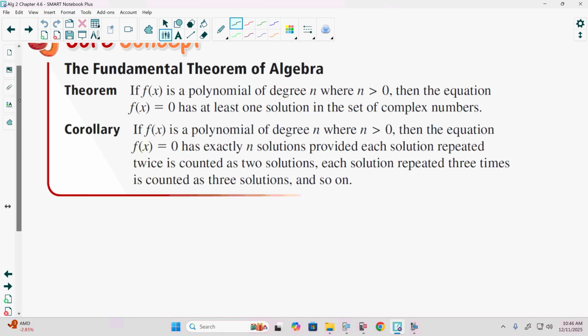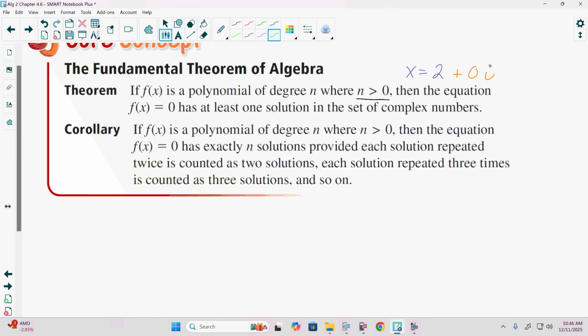The fundamental theorem of algebra, the actual theorem, states that if f of x is a polynomial function of degree n, where n is greater than 0, so it's not a constant function, then the equation f of x equals 0 has at least one solution in the complex numbers. So one of the solutions is a complex number for any polynomial function. Even where it said x is equal to 2, we can say 2 plus 0i, it's a complex number, which doesn't mean a whole lot.